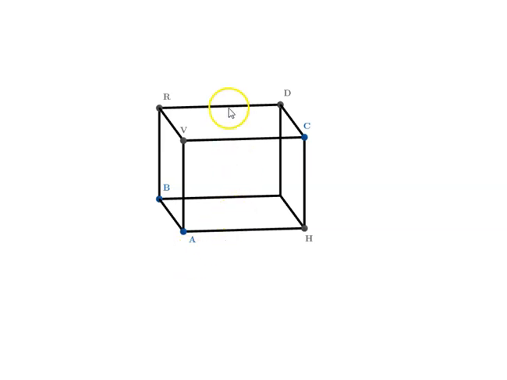So first, let's cut this parallelepiped using a plane. Plane FG cuts this parallelepiped at some point parallel to these two opposite planes. So this could be cut anywhere.